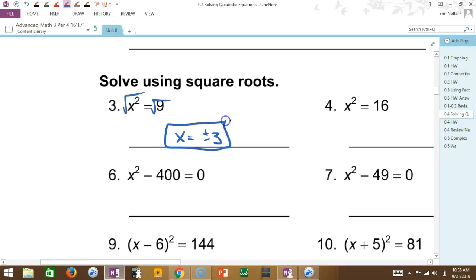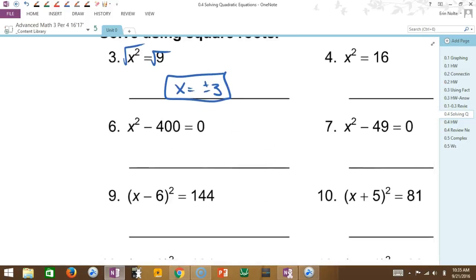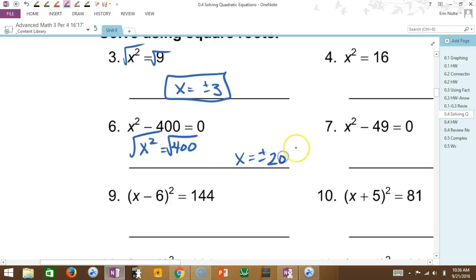If you look at question number 6, which is slightly more complicated, what would you do? You start by adding 400, right? So you end up with x squared is equal to 400, and then what's your second step? Square root it. What's the square root of 400? 20, a perfect square, so it would be plus or minus 20. So you're still getting two solutions, just like on all of those other scenarios.